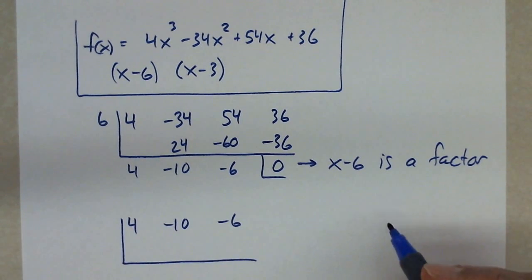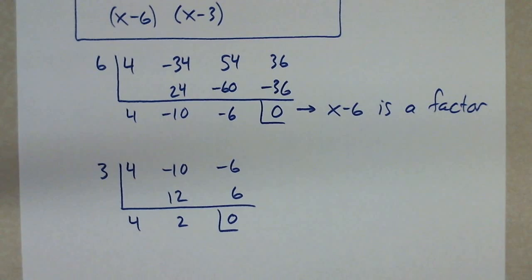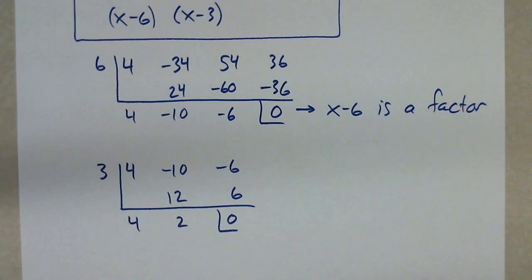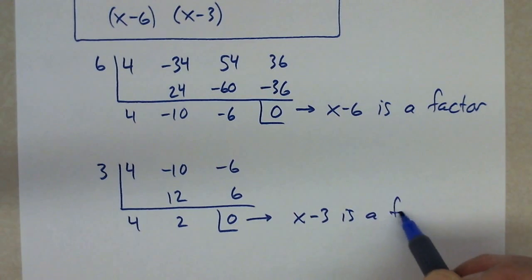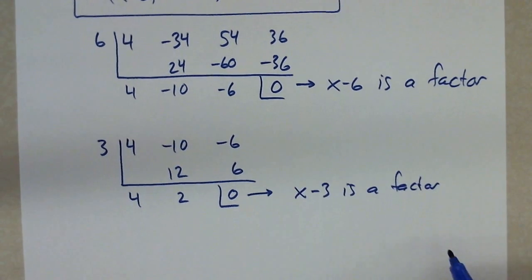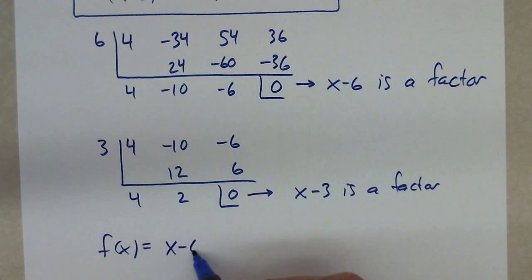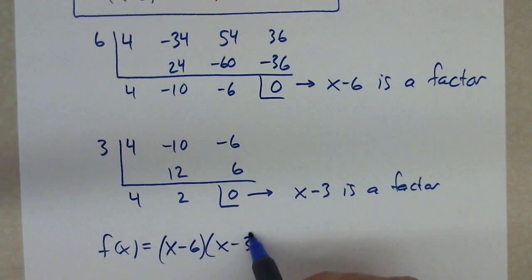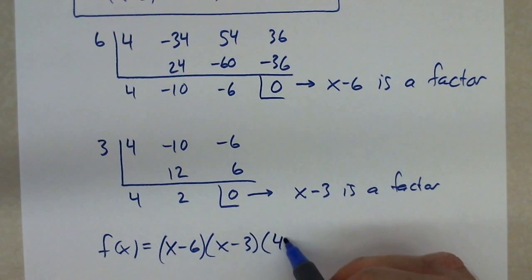So now let's check 3. All right, and this tells us that x minus 3 is a factor. So now we can factor the function as x minus 6, x minus 3, and then whatever is left here. This is 4x plus 2.